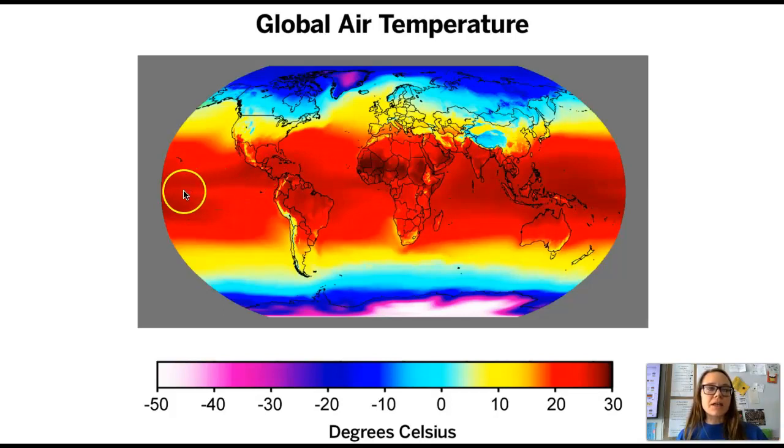So if we look at this, we can see that the warmest temperatures are our red and our dark red zones. So we know that the equator would be right here through the middle of our map. And then our colder zones are at the top and the bottom because those are our darker colors of blue.